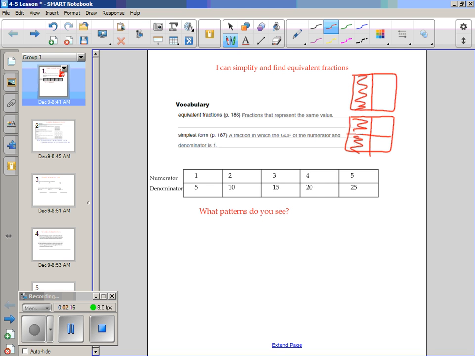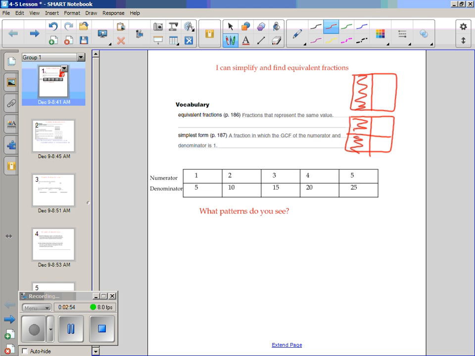Then we also need to know the dreaded term that no one likes, simplest form. Okay? Simplest form is basically when we simplify a fraction down to its lowest terms. Okay? 2/4 is not in its simplest form. 1/2 is. Okay? So the definition is a fraction in which the greatest common factor of the numerator and denominator is 1. So we can't bring that down anymore, and we'll talk about this.